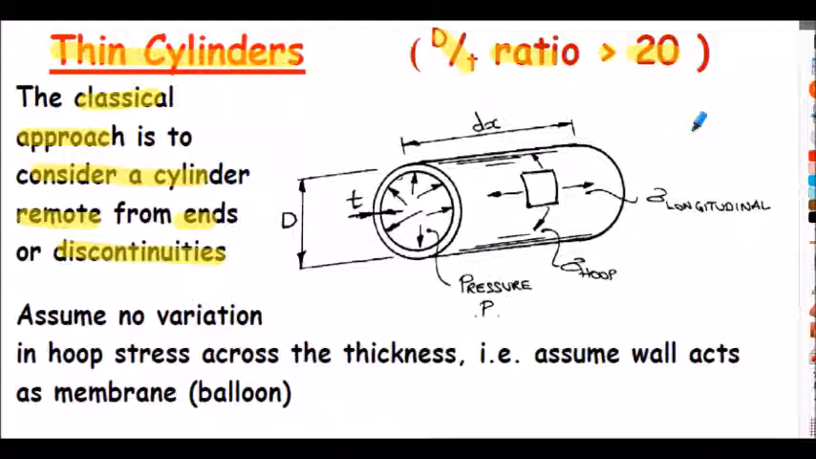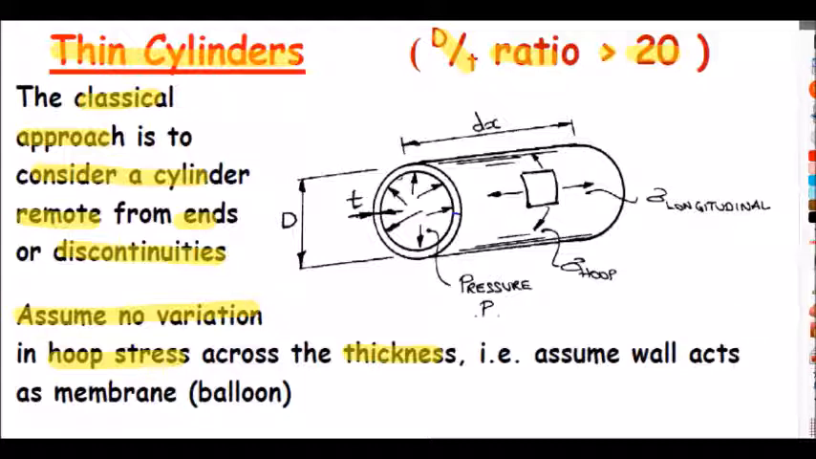And if you have a cylinder of those characteristics, then we can quite realistically assume that there's no variation in what's called the hoop stress across the thickness of the vessel wall. And it acts like a membrane. It acts like a balloon, effectively. So what that little slide is trying to say is that across this cross-sectional area, across that section there, the thickness, the stress is the same all across that section. So from inside to outside diameter, we assume that the stress induced is the same.